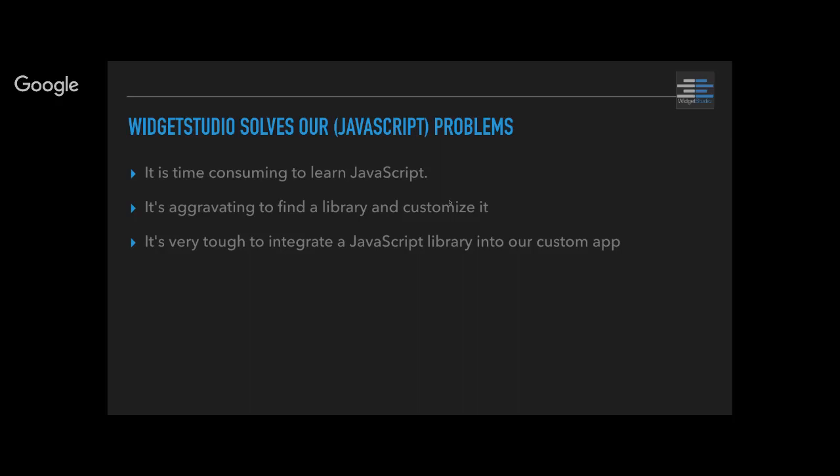It's time consuming to learn JavaScript. It's tough to find a library that works the way we want it to and then customize it the way we need it. And it's very tough to integrate a JavaScript library into our custom app. That's probably the toughest thing. I actually have a blog post about this coming out soon: in my work with FileMaker and JavaScript, I love working with both of them, but I really don't like the process of integrating, because either you build tables and relationships and all this stuff, or you work with JavaScript code that you can't edit very easily. So it's really a big problem.